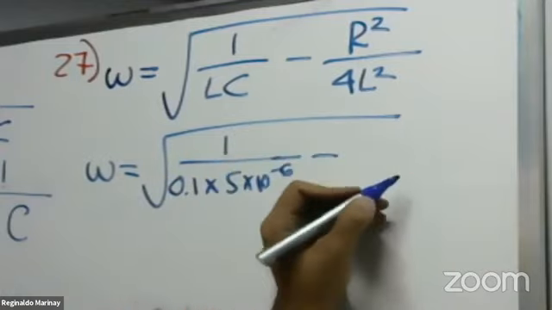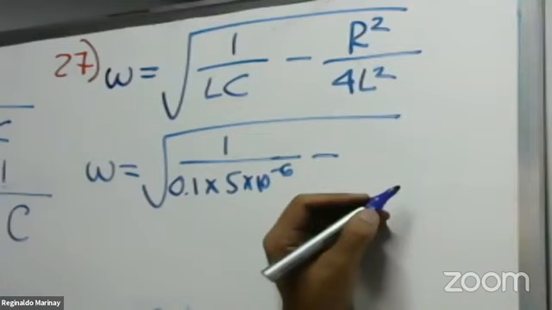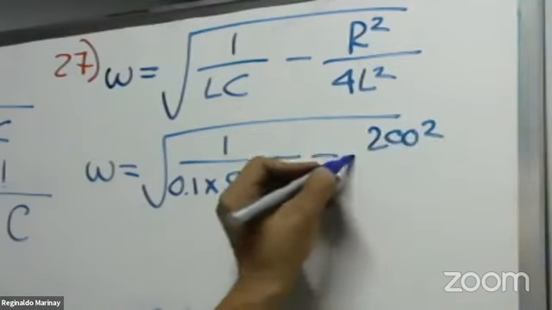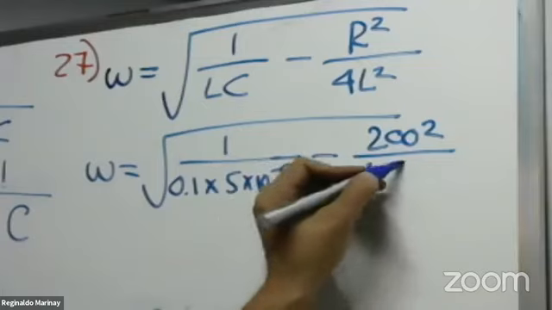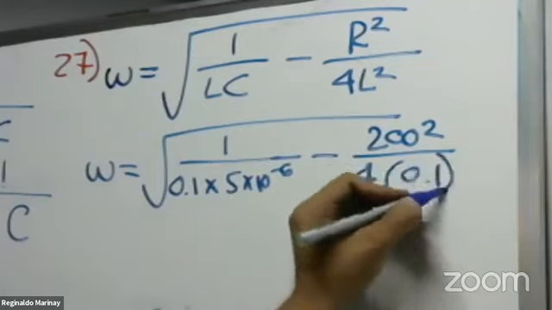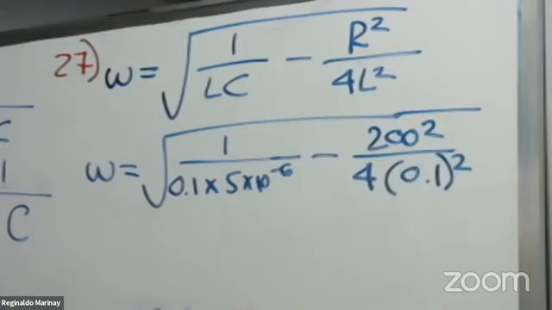Then minus R. What is our R? 200, squared, then over 4, then 0.1 squared. Will you manipulate this in your equation? Please press in your calculator, guys.